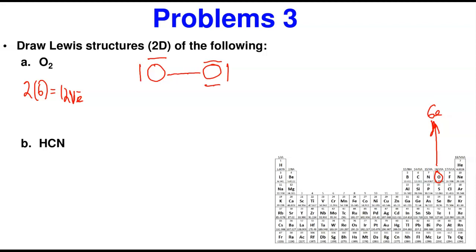Okay, we can say 10 and 12. Now, let's count again: 2, 4, 6, 8, 10, 12. We've used all of our electrons, but what else do we do? Is this correct? How do we know if it's correct? Each atom has to satisfy the octet rule. Let's count. This atom has 2, 4, 6, 8 satisfied. This one has 2, 4, 6. Oxygen wants to have 8 electrons. Here it has 6. What are you going to do?